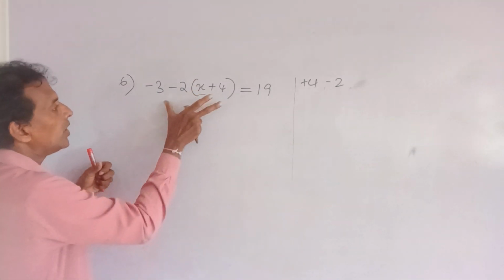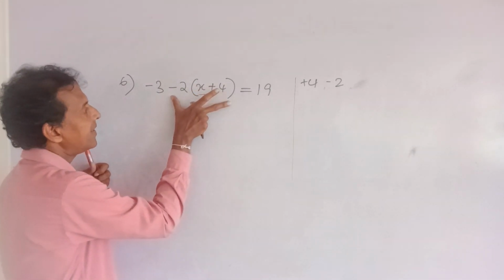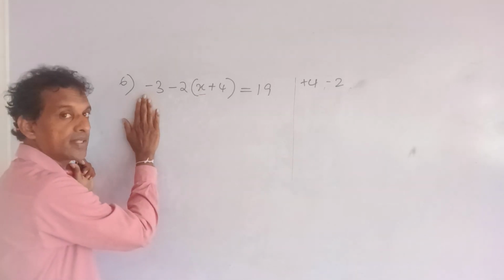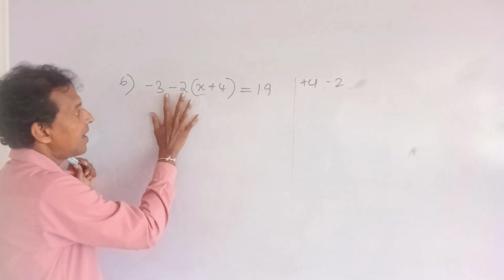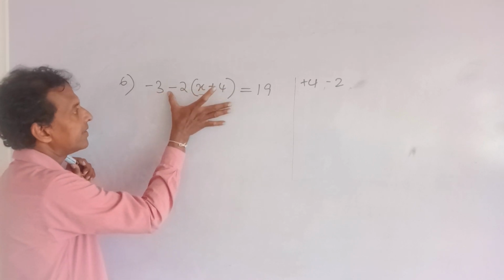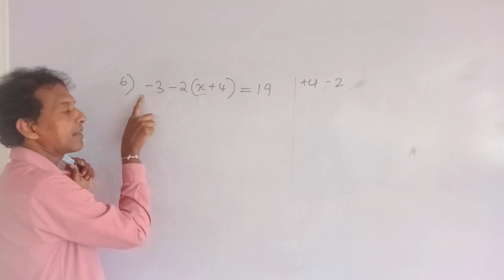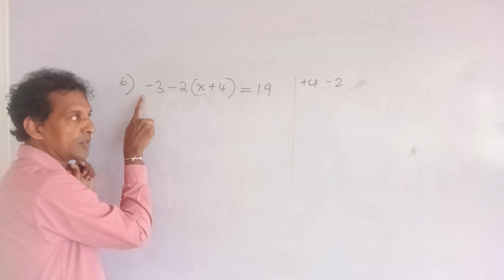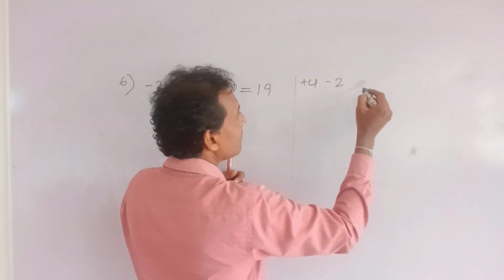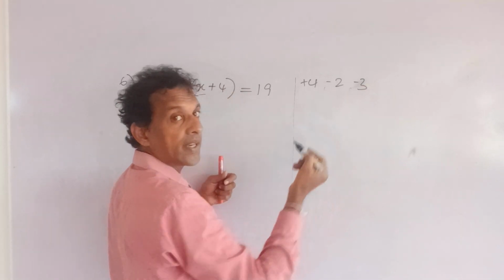And then the whole thing is subtracted by 3. Remember, signs are important again. After multiplying this by minus 2, the whole thing is connected by a subtraction of 3. So 3 is subtracted from this one. So it's minus 3, right?